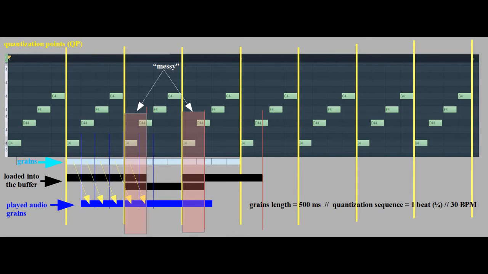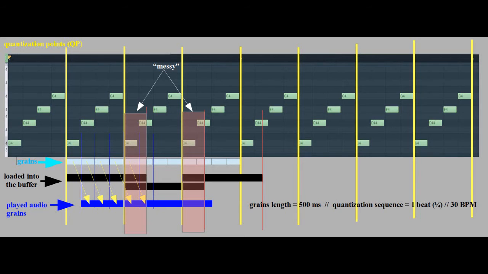And with the shown configuration, grain length 500 milliseconds, every beat one quantization point, and a speed of 30 BPM, the messing up of our scale happens indeed there where the transparent red rectangles indicate. Okay so far, but for the fact that the drawing is misleading. It suggests overlapping audio in the buffer, and that isn't true at all.